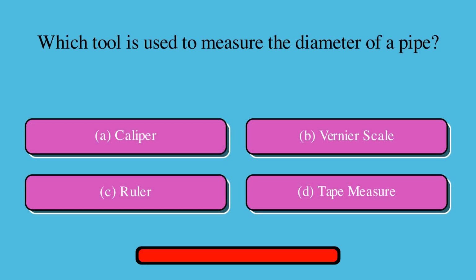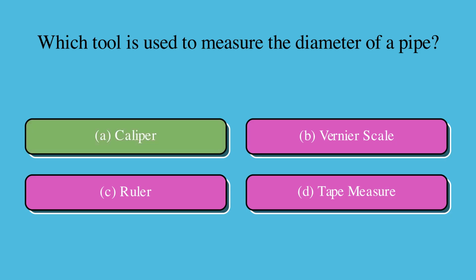Which tool is used to measure the diameter of a pipe? Is it A, caliper, or B, vernier scale, or C, ruler, or D, tape measure? The correct answer is A, caliper.